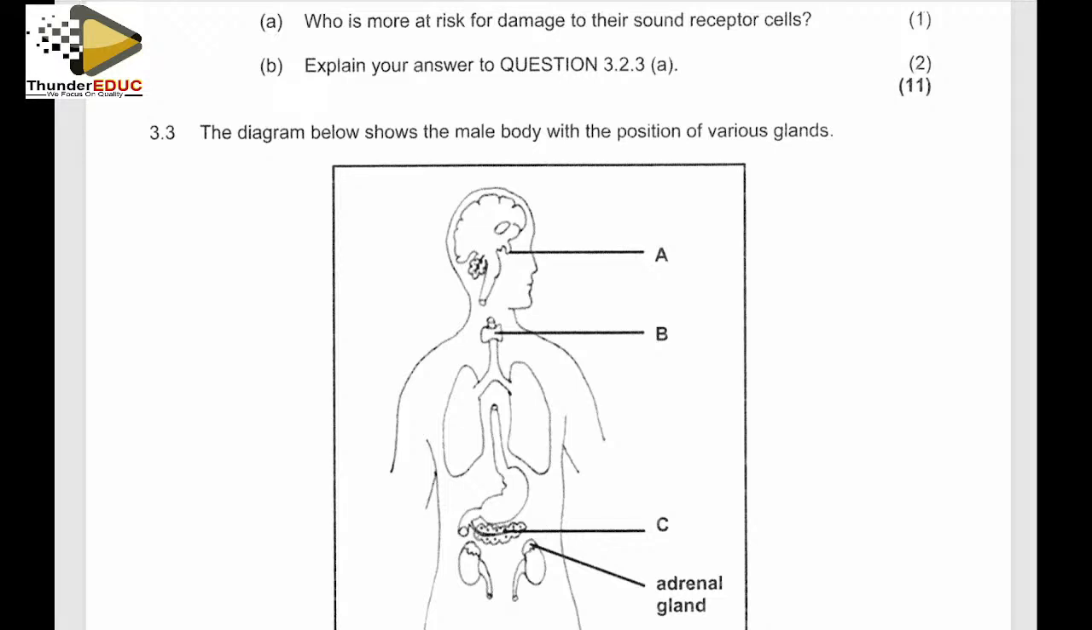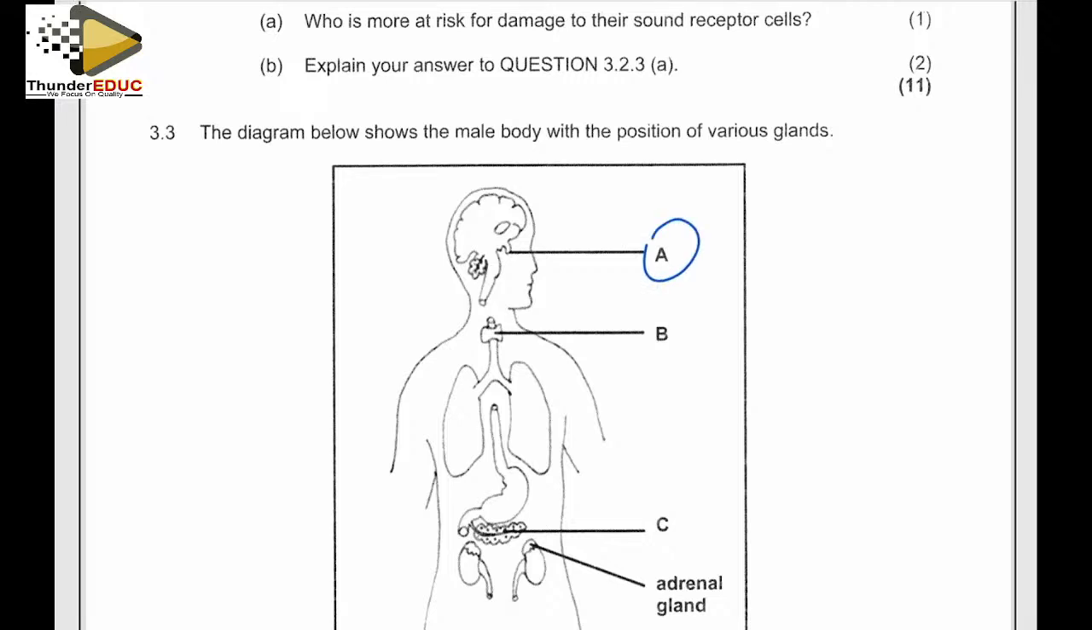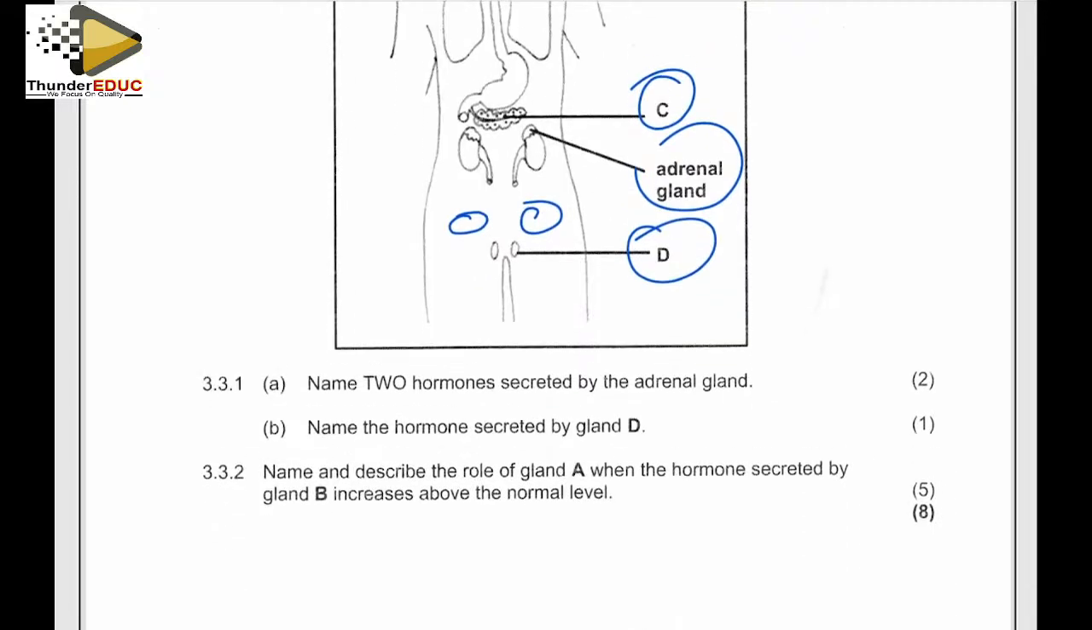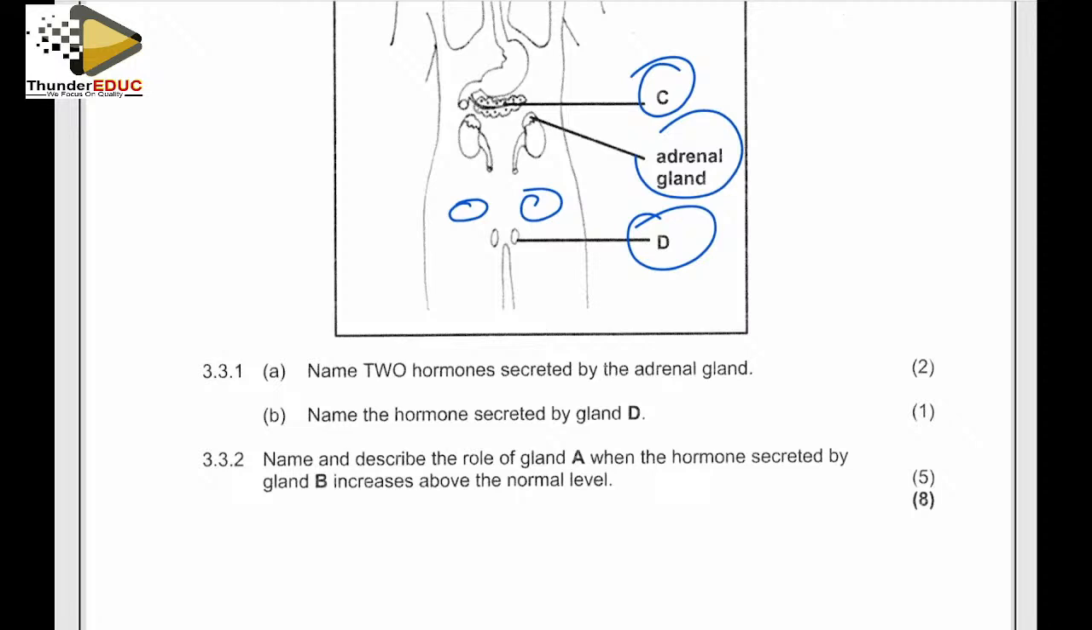We say that is the pituitary gland. This is a thyroid gland. This is the pancreas. This is the adrenal gland, and these are the gonads. Specifically, those are the testes. The ovaries are above that. Name 2 hormones secreted by adrenal gland. It is aldosterone and adrenaline.